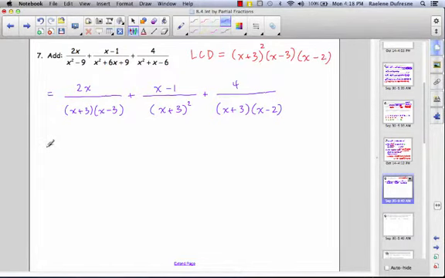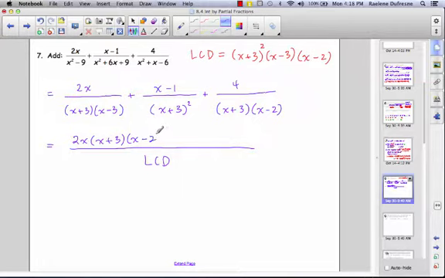So now I'm going to write this as all over the LCD, since I have stated what the LCD is. I know the first denominator is missing the x minus 2 and an x plus 3. So I'm going to unreduce by multiplying top and bottom by x plus 3 times x minus 2 with the current 2x. So I will have 2x times x plus 3 times x minus 2.